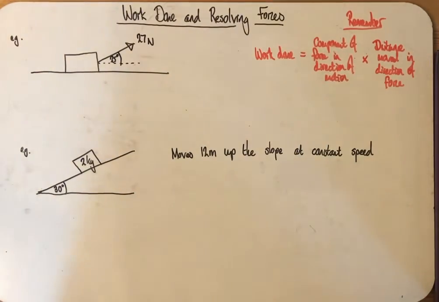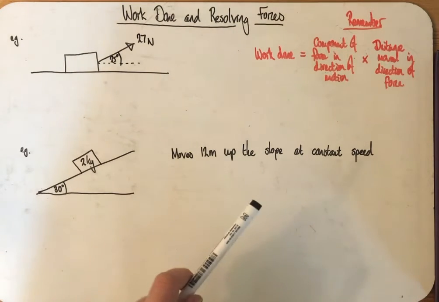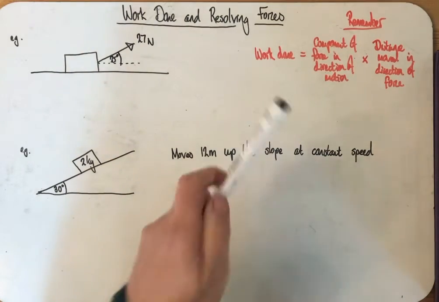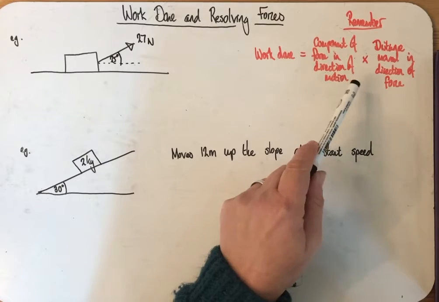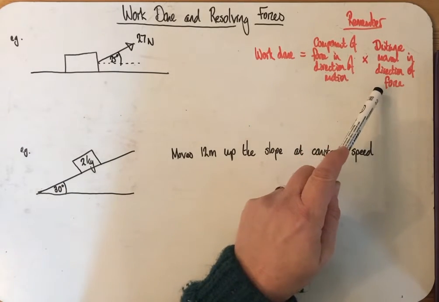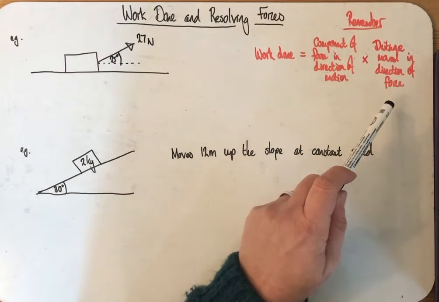Right, we're going to do a little bit more work on work done and resolving forces, so just bringing those two things together. If you remember from last week, work done is equal to the component of a force in the direction of motion multiplied by the distance moved in the direction of the force.